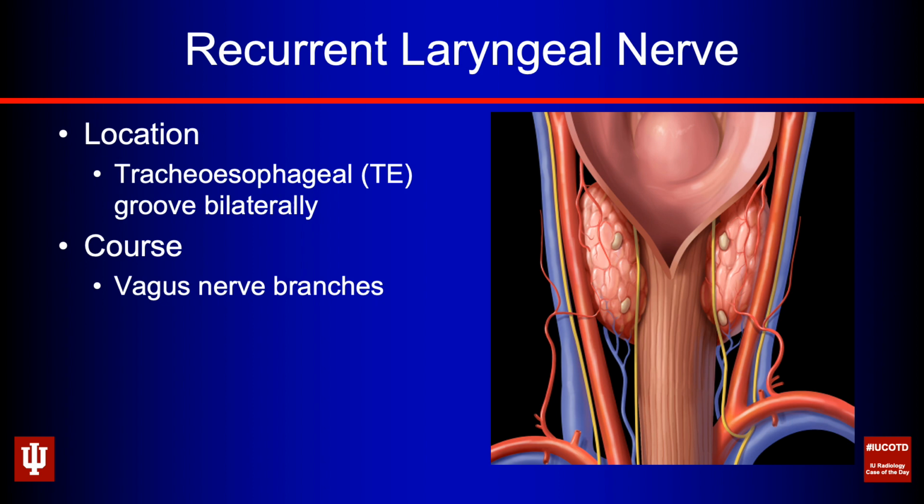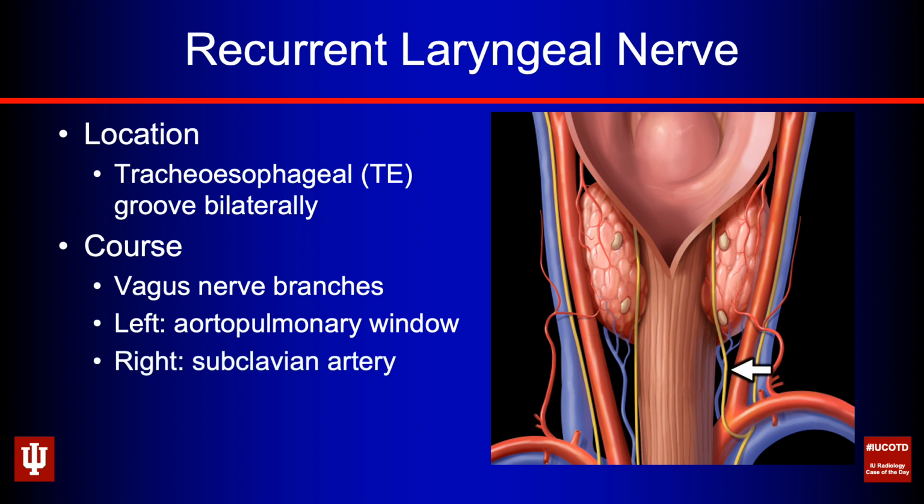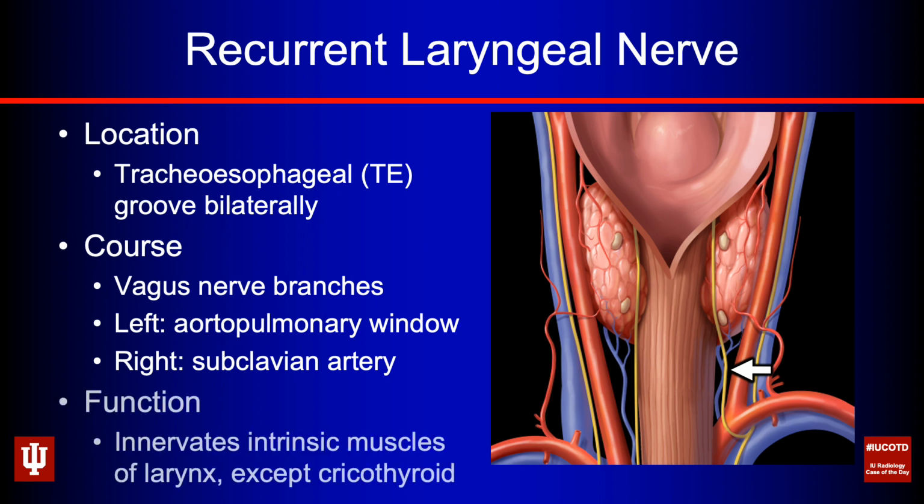So the bottom line is follow along the branches of the vagus nerve. You're going to work your way down the carotid space. On the left side, here denoted by the white arrow, image left, patient's true left, because again we're looking from the back, you need to look all the way down to the aortopulmonary window, which is where that branch comes off, and then it works its way back north in the tracheoesophageal groove. On the patient's right side, shown on image right, it loops under the subclavian artery before recurring up that tracheoesophageal groove.